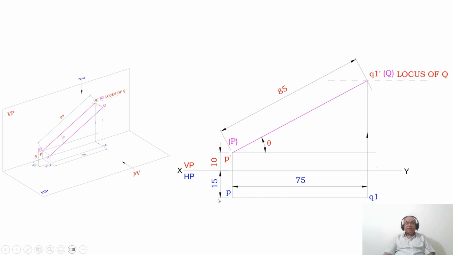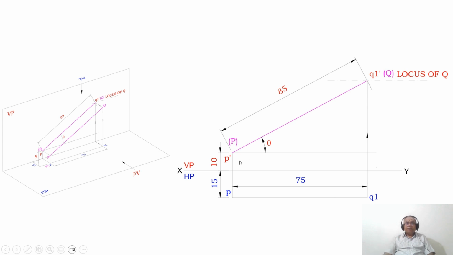P is in front of VP by 15. Q1 should also be in front of VP by 15. Then only the line will be parallel to the XY line in the top view. You know the length of the top view. So from P, you measure the distance of 75 mm in the top view, and you mark that point as Q1, and then draw a vertical projector to the front view. On this vertical projector, you should get the true length of 85 mm.